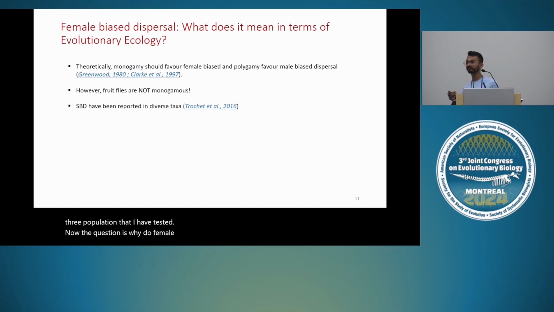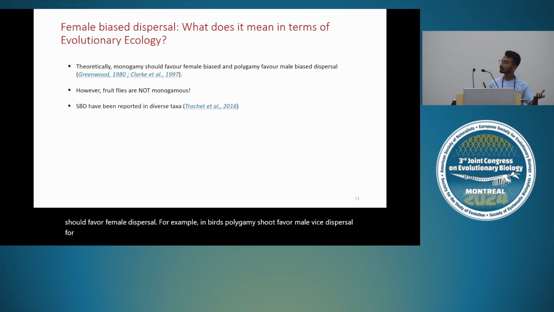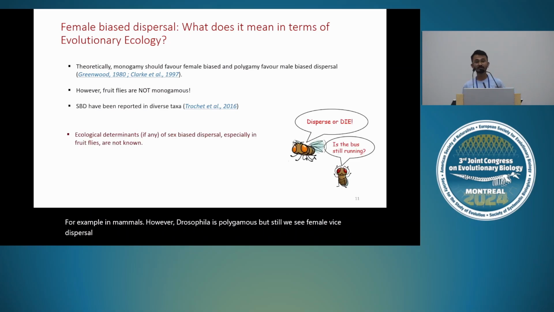The classic literature suggests that monogamy should favor female dispersal, for example in birds. Polygamy should favor male-biased dispersal, for example in mammals. However, Drosophila is polygamous, but still we see female-biased dispersal. That means there must be some ecological determinants that drive this dispersal.